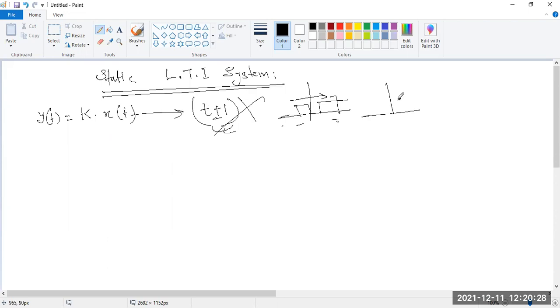Static means you stay at one place, that is the only function. You never transfer or shift. Static means it can go up or down, but your position should not change. Then we say that it is a static LTI system.